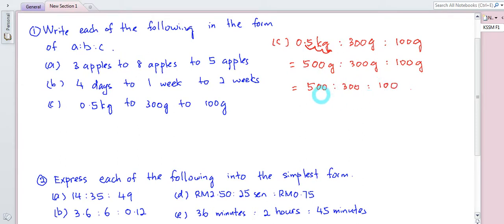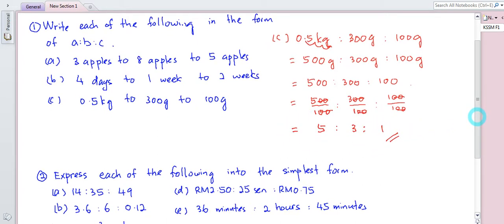But this answer is not in the simplest form. They have a common factor. We can actually reduce all these numbers to become smaller. We just divide all of these by 100. 500 divided by 100, you get 5. Or you can just do it this way. Easy, right? So 3, and here you get 1. Okay, this is the final answer. This ratio is in the simplest form. Okay, let's proceed to the second question.